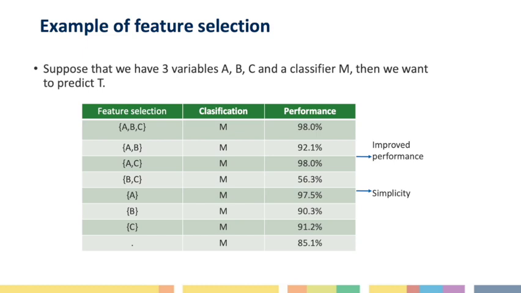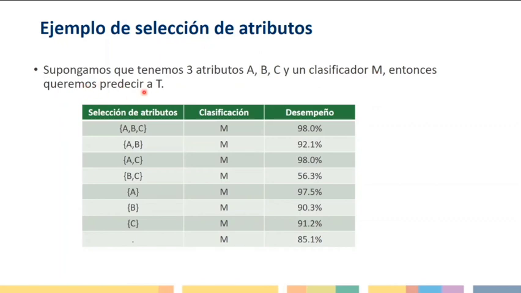This is an example of attribute selection or feature selection. Let's suppose that we have three attributes or three variables. We have an M classifier, and we have to predict T. So this is an attribute selection where we include the three, A, B, C, A, B, A, C, and all possible combinations. And what we can do here is to assess the performance after selecting those attributes with the classification model. In this case, it will be the M classification.